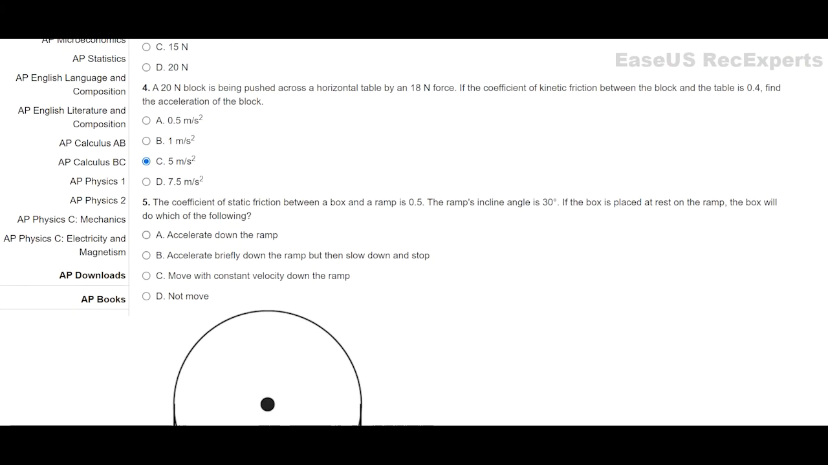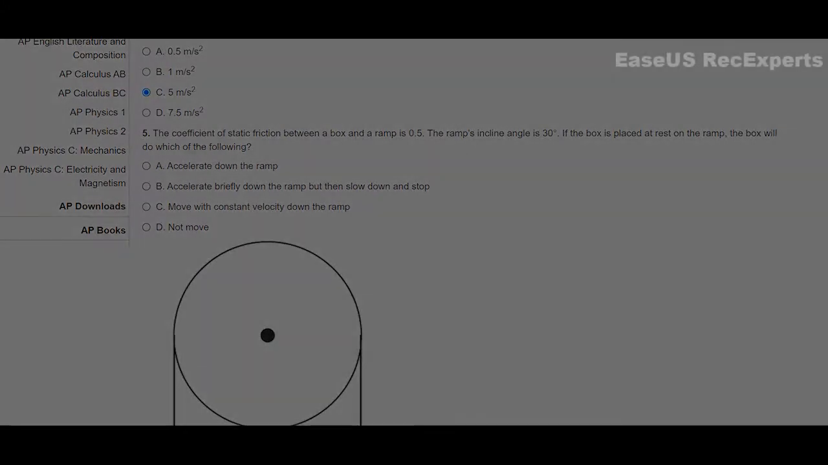So now we're going to input C for number 5, and now we'll do number 4, and now we'll do number 5.